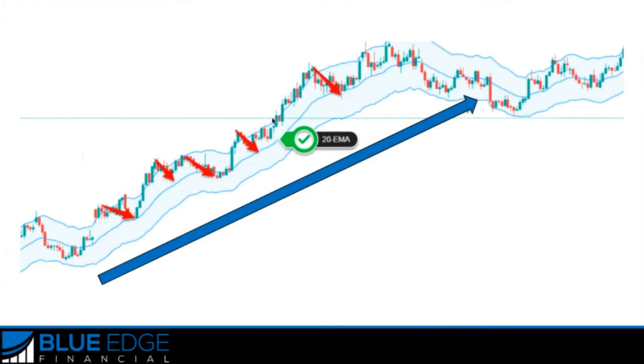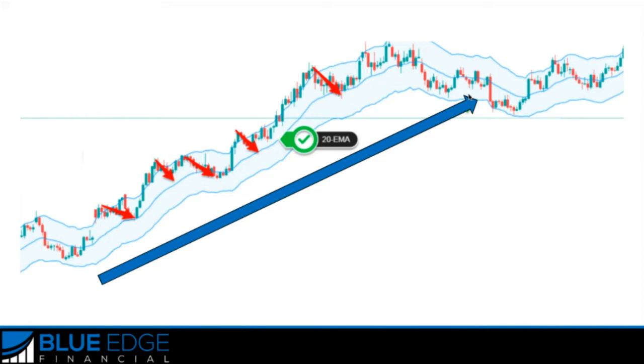So you can see right here, for example, in this uptrend, price action tends to be confined in the upper half of the channel, that is between the middle line as support and the upper line as resistance. Whereas in a downtrend, for example, price typically hangs out in the bottom half of the channel, finding resistance at the middle line and support at the bottom line.